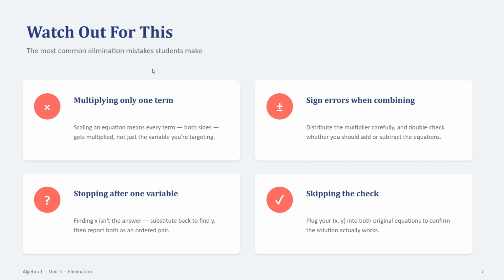Watch out for this, the most common elimination mistake students make: multiplying only one term. Scaling an equation means every term, both sides. You must multiply them all, not just the variable you have been targeting.